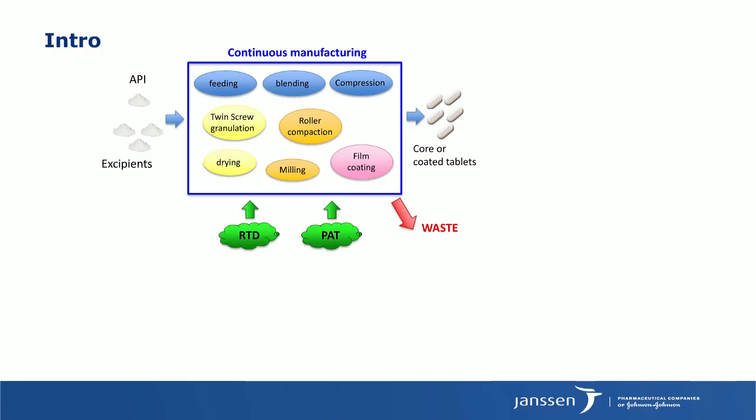During the continuous manufacturing, we have 2 types of control tools that we can use in order to prevent that bad tablets will be part of the final batch itself. These 2 control tools are residence time distribution, which is based on the mass balance of the feeders, and our process analytical technologies.